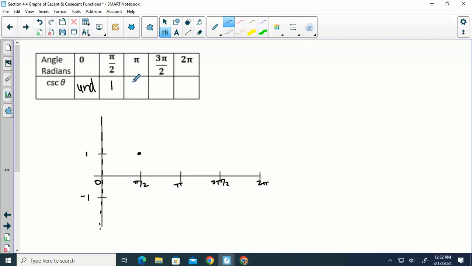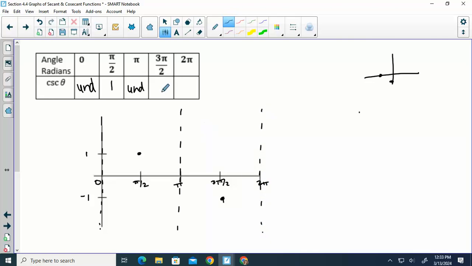Okay, what is the sine of pi? 80 degrees. Or 180 degrees. Pi is 180 degrees. What is sine? 0. So it's back to undefined. Okay, what is the sine at 3 pi over 2? 1. Let me guess 1. It's 1. -1. And the reciprocal of -1 is -1. What is the sine of 2 pi? Oh, it's going to be 0, undefined.